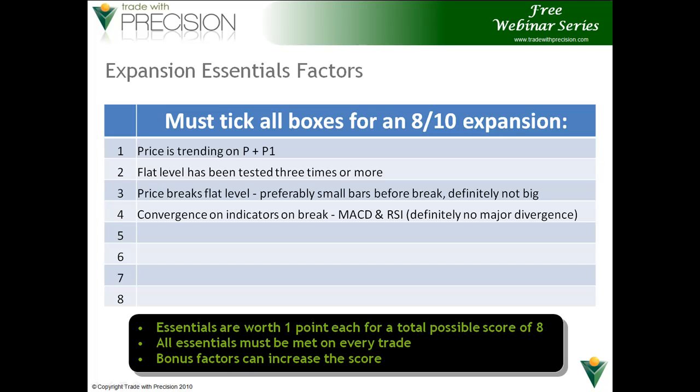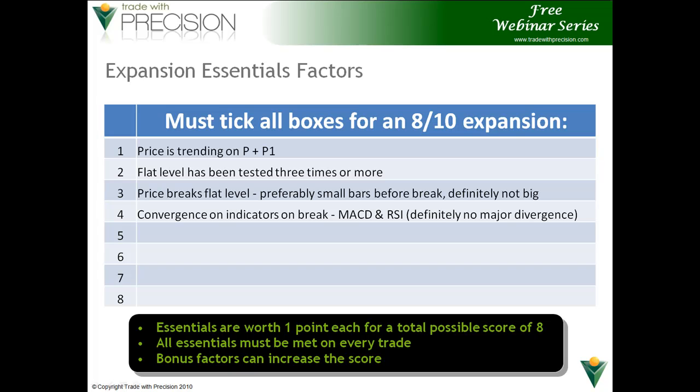Now, the way I like to do it, and the way we do it at Trade with Precision, is to break the factors that you're looking for into either essential factors or bonus factors. So you can see here up on your screen, I've got the expansion trade essential factors. You can see we have 8 factors that we must have before we even look at this trade any further. I've got the first 4 there that you can see, and there's another 4 that I haven't got up there. For me to even consider taking a setup any further, all 8 factors must be there.